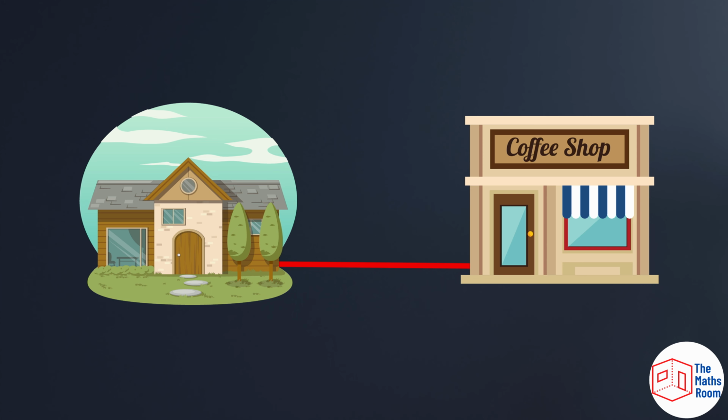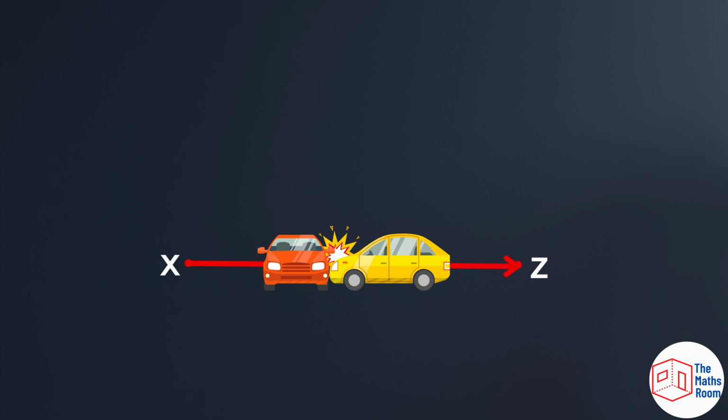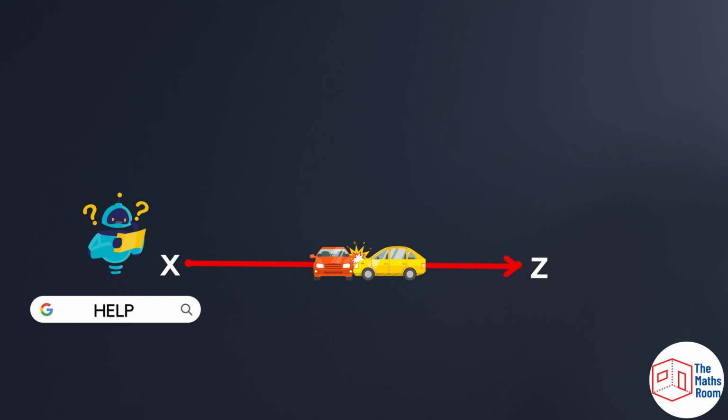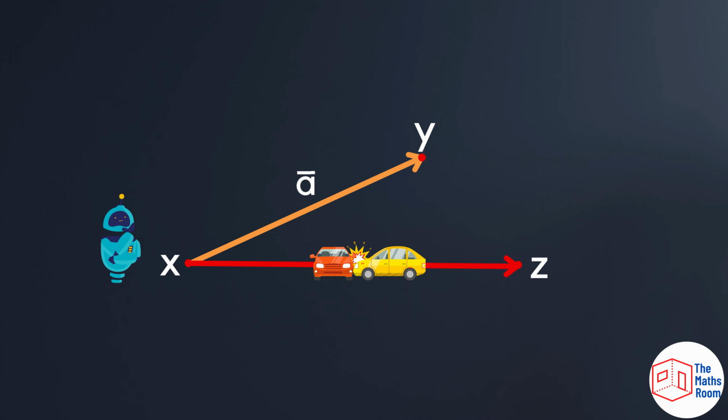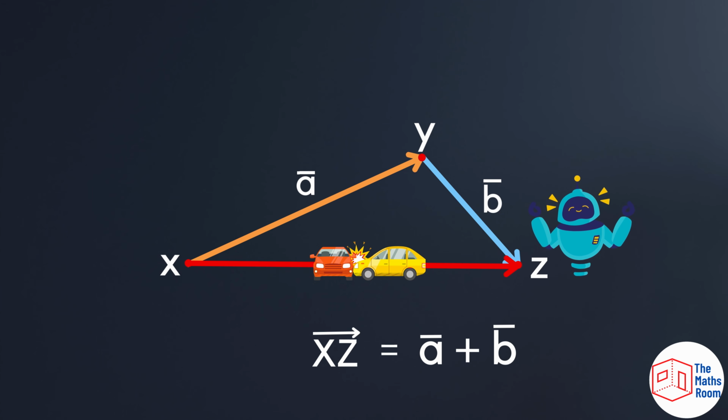Right, let's say for instance that we need to go from our home to meet our friends at the coffee shop. Unfortunately, going from X to Z, there's been a little bit of a bumper bashing on the way. There's an accident, we can't use that road. So what do we do? Jump onto Google and say, help! Google has a little think for a moment and says, aha, I've found a solution. We can go via Y to get to Z. So we know that from X to Y, the vector is A, and from Y to Z, the vector is B.